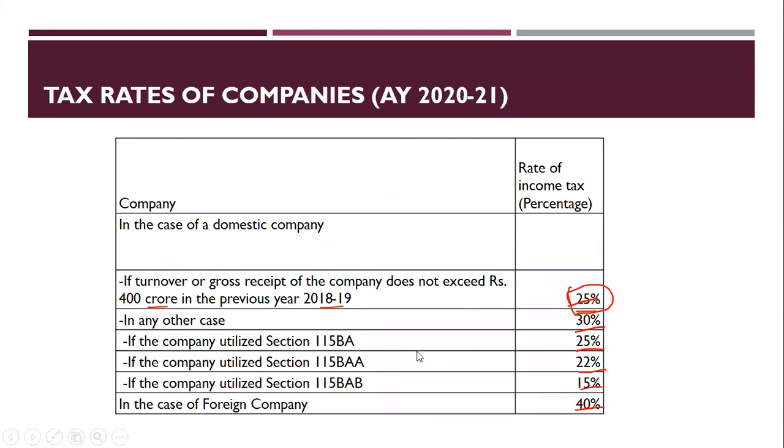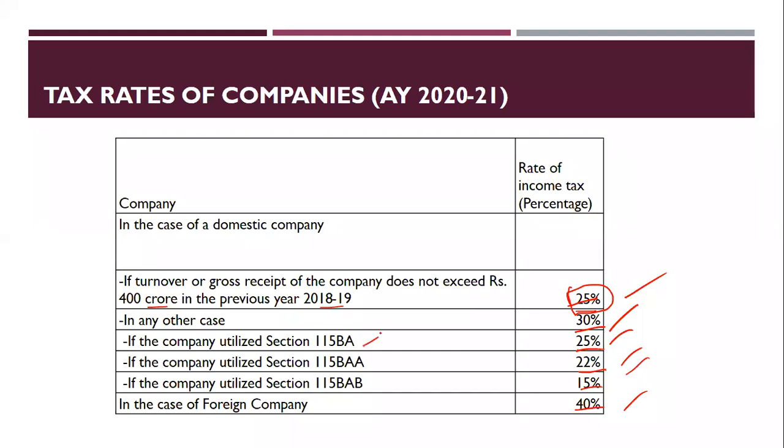Next, we have to proceed with the calculation of the total taxable income. Once after computing the gross total income minus deductions, you will be getting the total taxable income. On that, you have to find out whether the company is eligible for 25% or 30% or 22%, 15% or 40%, based on the nature of the company and what they have utilized. If it is a foreign company, no matter, 40% is fixed. If it is a domestic company, these conditions are there.